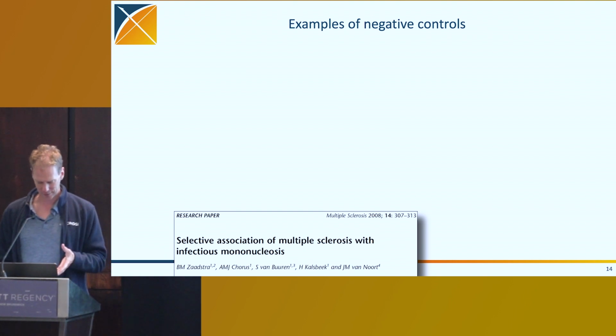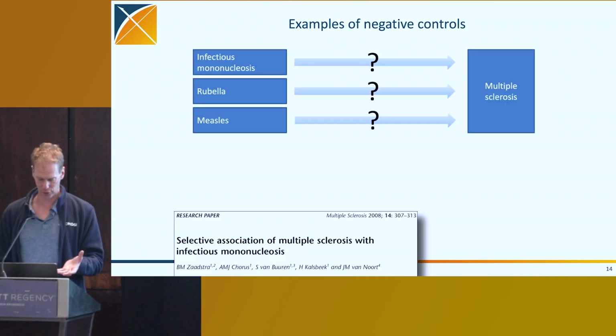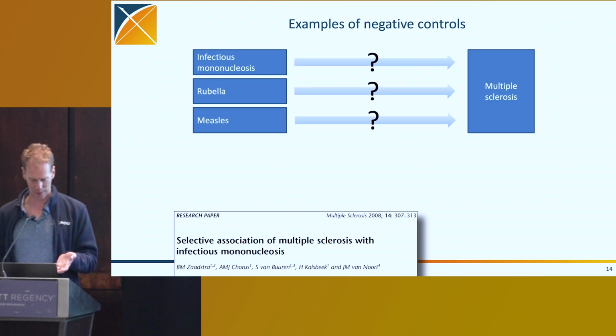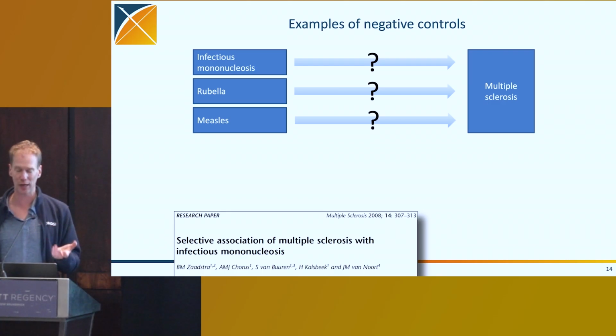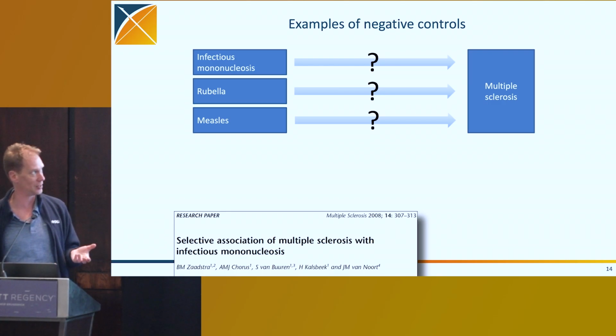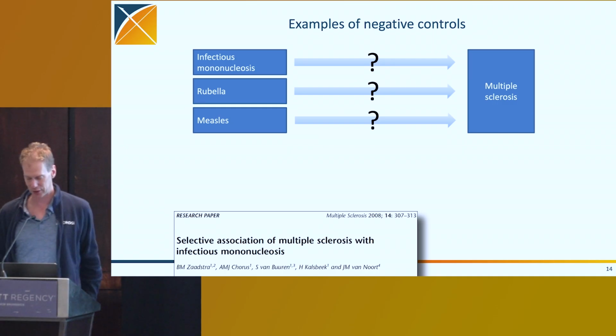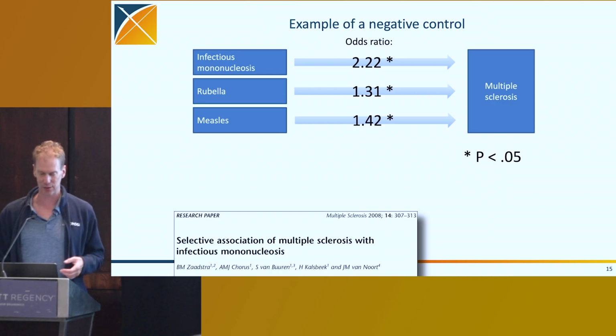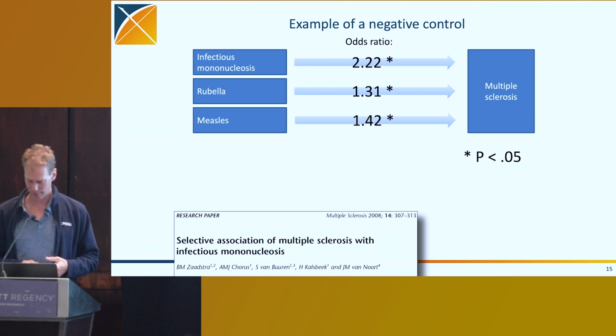I kind of like this specific example from this quite old paper now that explains the use of negative control. In this case, the authors of this paper were exploring whether infectious mononucleosis, rubella, or measles as childhood diseases had any relationship with multiple sclerosis. And so they ran their analysis, and sure enough, for all three of these diseases, they found a significant increase in the risk if you had those diseases.